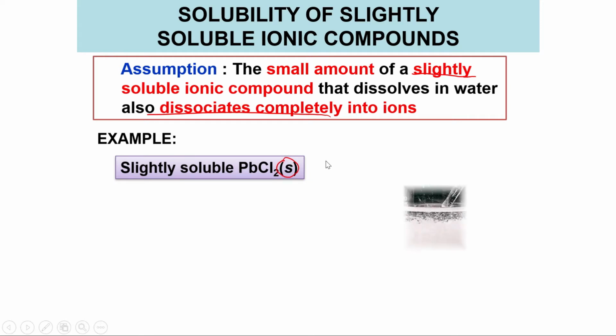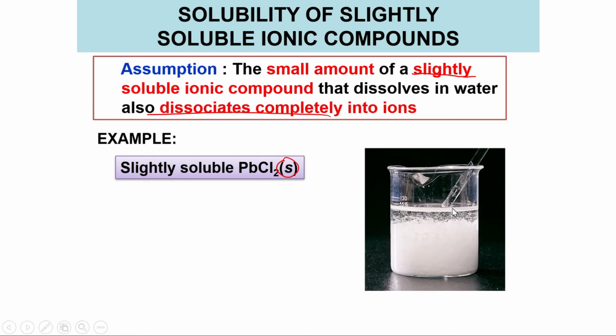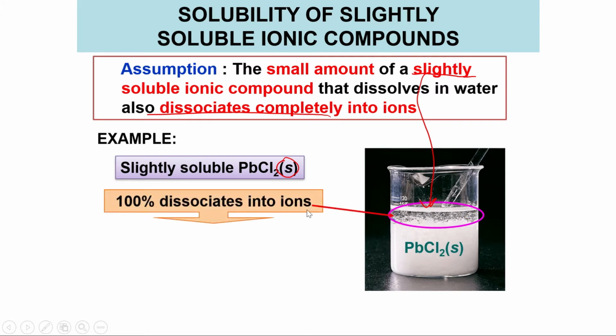Why? Let's see this picture. Can you see here? In a beaker of a slightly soluble ionic compound, most of the solution is made up of what? Made up of the solute, undissolved solute. This is this part. Meanwhile, on this top part, this is the slightly soluble part, dissolved in water. But this part will dissociate into its ions.